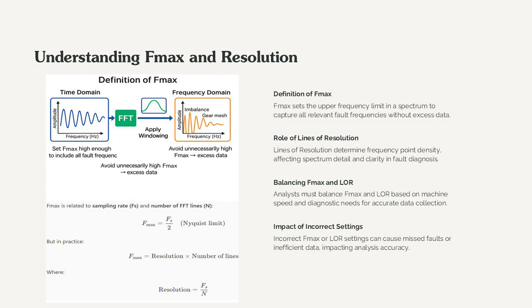Fmax is the upper frequency limit in a vibration spectrum. It determines how far the FFT analysis will calculate frequency components. If Fmax is too low, you might miss critical fault frequencies, such as bearing defects or gear mesh. If Fmax is too high, you capture unnecessary data, increasing processing time and reducing resolution.